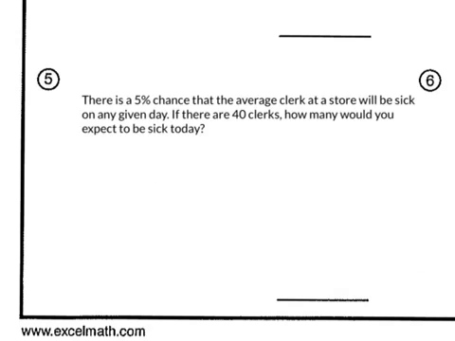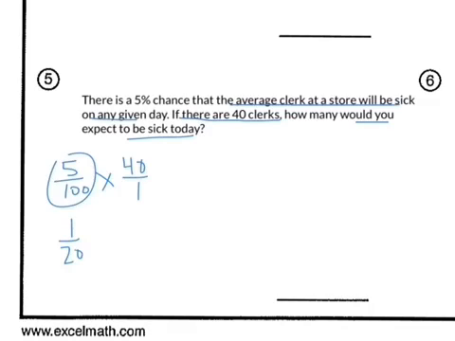Let's try another one. Here's number 5. Just read the problem, show the work on your paper, or pause the video, turn it back on when you're ready. All right, there's a 5% chance that the average clerk at a store will be sick on any given day. There are 40 clerks. How many would you expect to be sick today? Well, 5% means 5 out of 100. So I could do 5 out of 100 times 40, or I could simplify this to be 1/20 times 40. Okay? And even however you do it, either one of these two ways, you see I can divide 20 by 20 and get 1, 40 by 20 and get 2. The answer is going to come out to be 2.